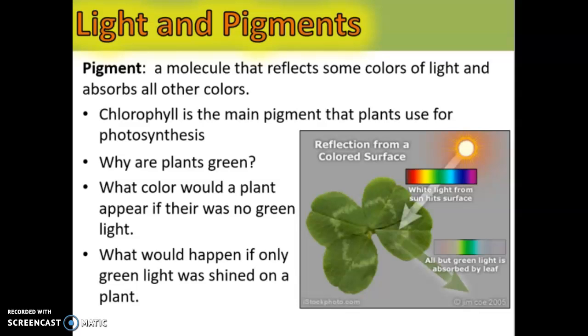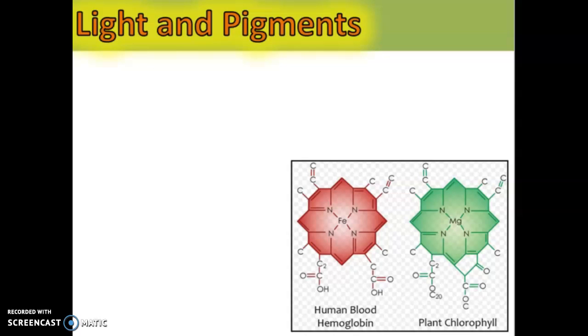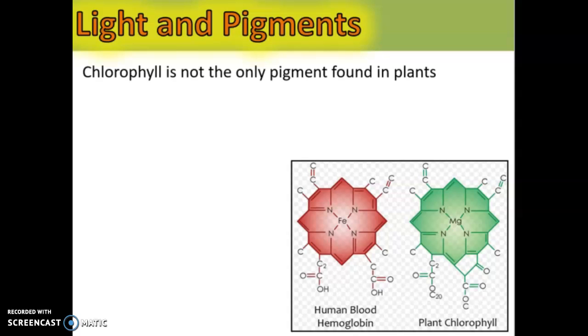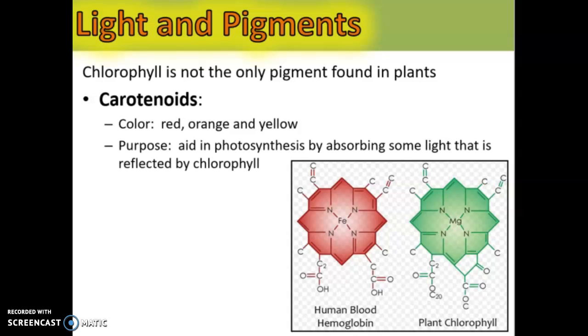Right? Fortunately for plants, chlorophyll is not the only pigment that you would find in plants. There are other pigments called carotenoids. Carotenoids can vary in color from red to orange to yellow, right? And their purpose is to help out with photosynthesis by absorbing some of the light that is reflected by chlorophyll. That's usually that green light that chlorophyll reflects. The carotenoids are actually designed to absorb that green light, so not all of that light is wasted.